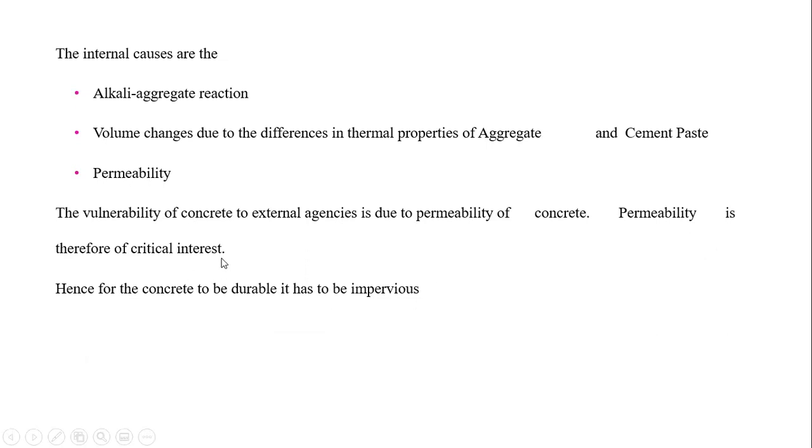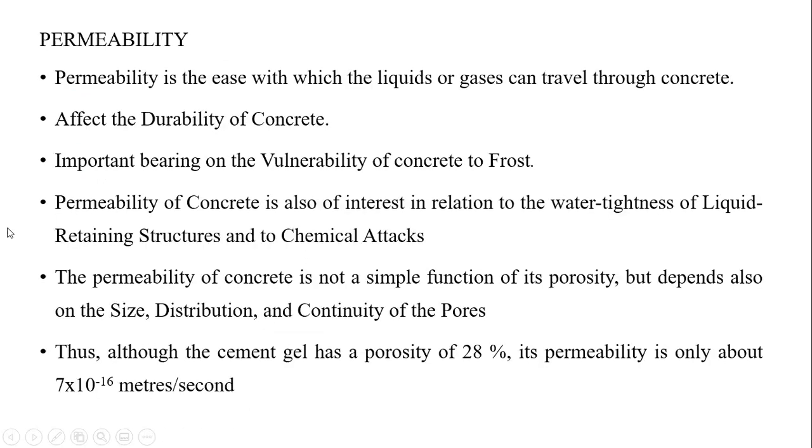Permeability is therefore of critical interest. Hence, for the concrete to be durable, it has to be impervious in nature. So first property is permeability. So permeability is the ease with which liquids or gases can travel through concrete. That is porosity. For example, if the stone has pores, then inside the pores the water will enter into the stone, that is permeability. So that is an example of permeability.